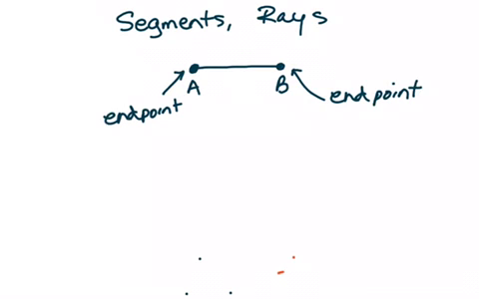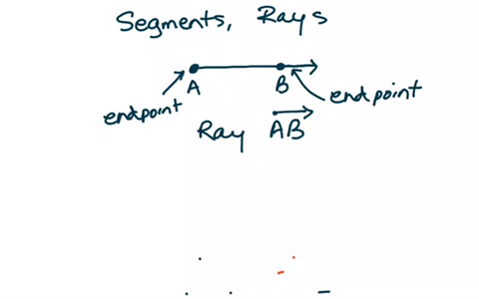Now, but on a ray, one of the lines continues forever. So I'm going to put an arrow like that. And so this little ray is called ray. Of course, you never write ray like this. It's called ray AB, and it starts on A and it goes forever. You see that? A is the end point.